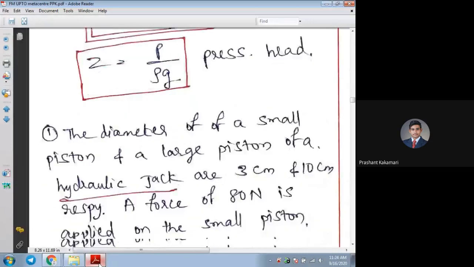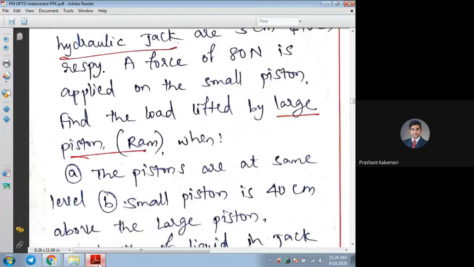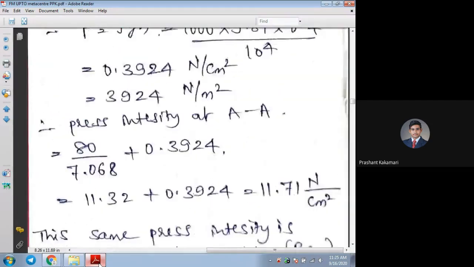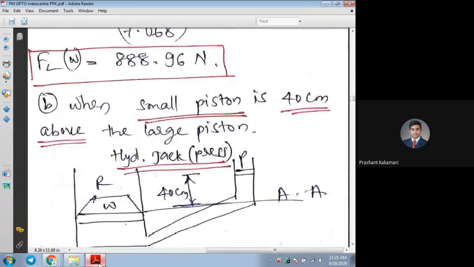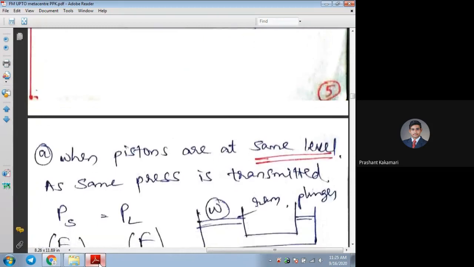At the same level. And the second case is the small piston is 40 cm above. If the smaller piston is 40 cm above the larger piston, then what is the load lifted, or what is the load acting on the larger piston? If the larger piston load is more, that larger piston will move down, and the smaller piston will move up. Is that clear? So these two cases are given. Now we go by the given data and try to find out which law can be used for finding the other details.